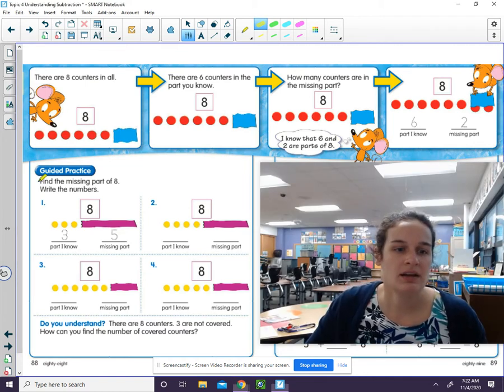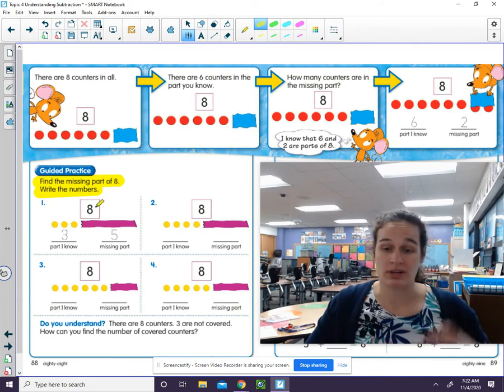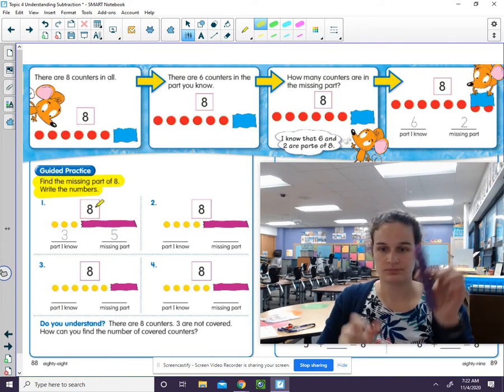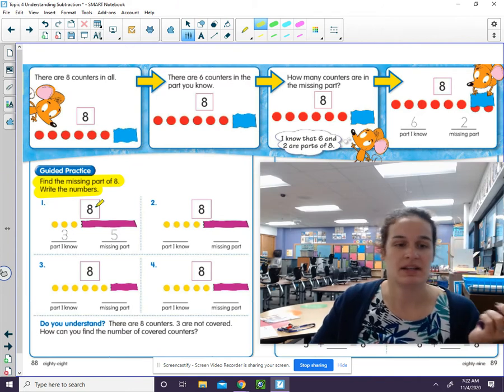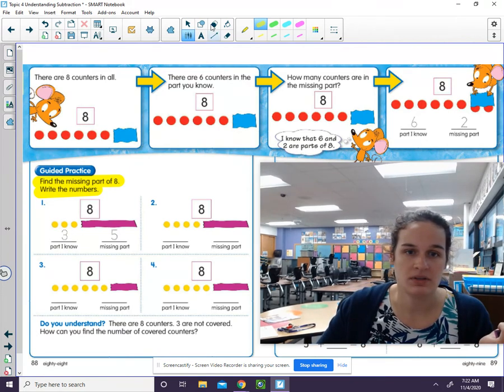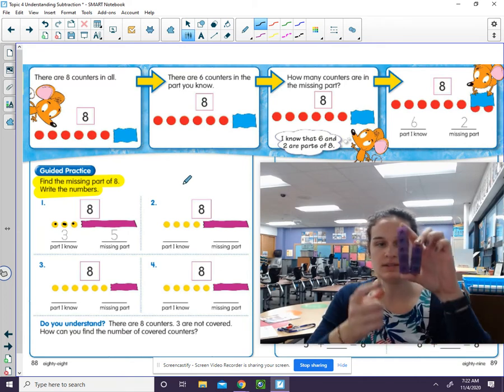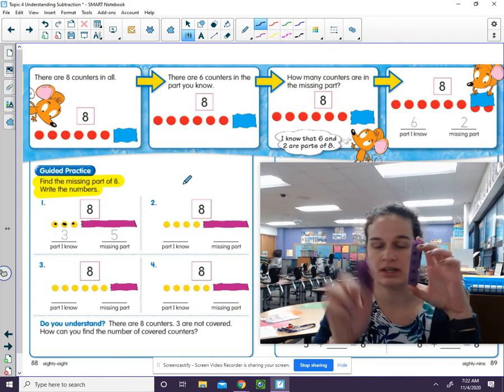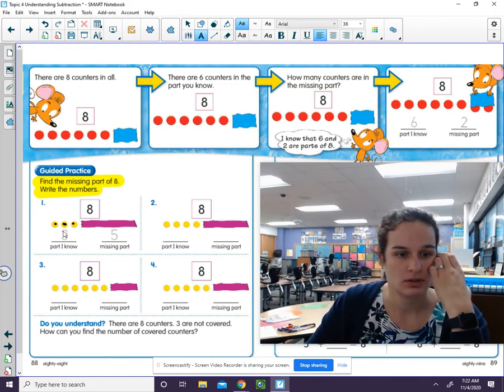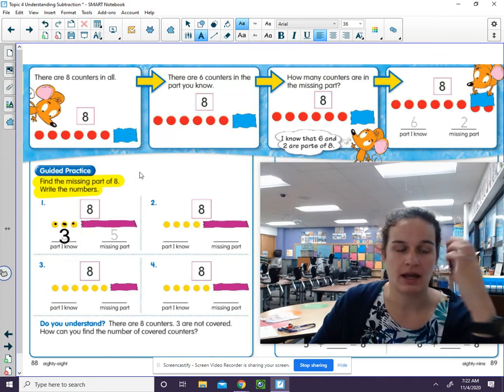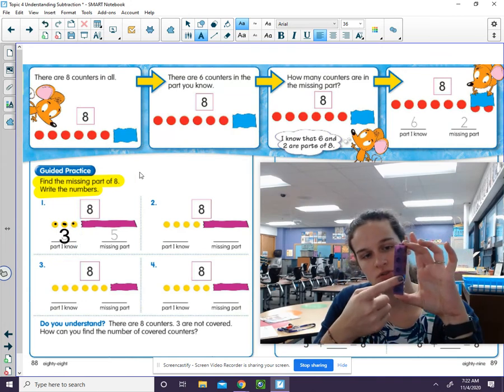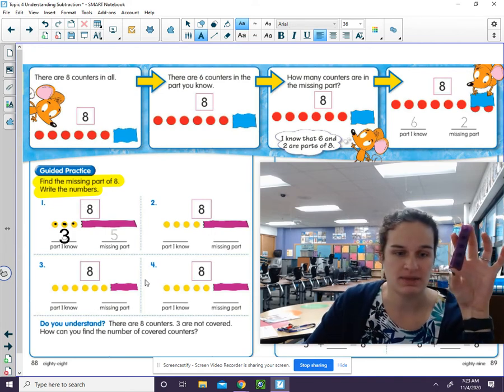So again, it says find the missing part of 8. Write the numbers. So we have 8. So I know I need to start with 8 cubes. So here are my 8 cubes. And it says the part I know, and I got to count these. 1, 2, 3. So there's 3. So I'm going to pull 3 off, and then I can try to find the missing part. So I know the part I know is 3, so I'm going to write that down. 3. And now I have my missing part, which is 1, 2, 3, 4, 5. My missing part is 5.